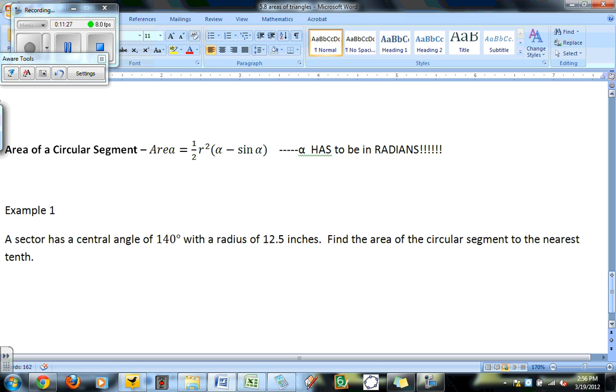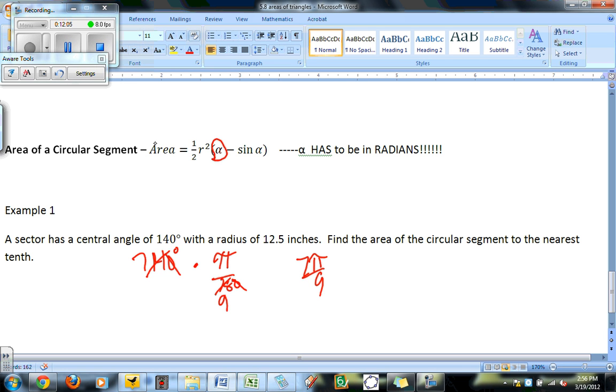This is pretty easy, just plug and chug. A sector has a central angle of 140 degrees with a radius of 12.5 inches. Find the area of a circular segment to the nearest tenth. We know that this alpha or theta, the central angle, has to be in radians, so we need to change 140 degrees into radians. To do that, we multiply it by pi over 180. Cancel out my zeros. I can reduce by 2, so I get 7 pi over 9. So my central angle is 7 pi over 9.